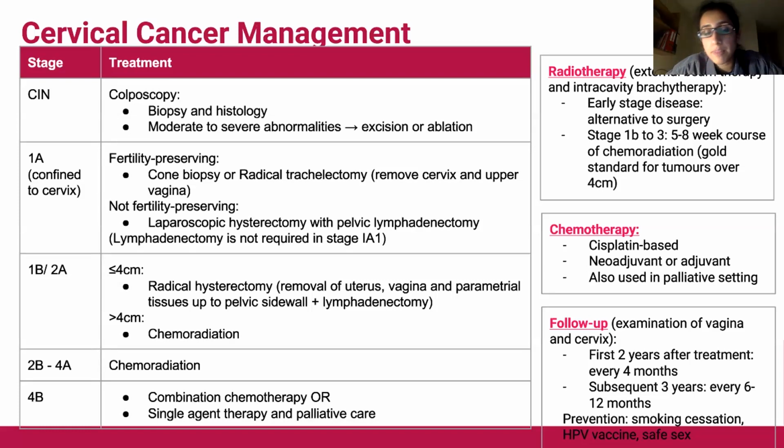If it's local, they can do a local incision called a LETZ, or something like a cone biopsy. If it's extending more, they can do surgery, so a radical hysterectomy, and then depending on the size, with or without chemoradiation. However, if it's spread beyond the uterus or to other pelvic organs, then it's quite difficult to remove it all surgically. So the first point would be chemoradiation, and then if it's quite severe, you might be thinking about palliative care.